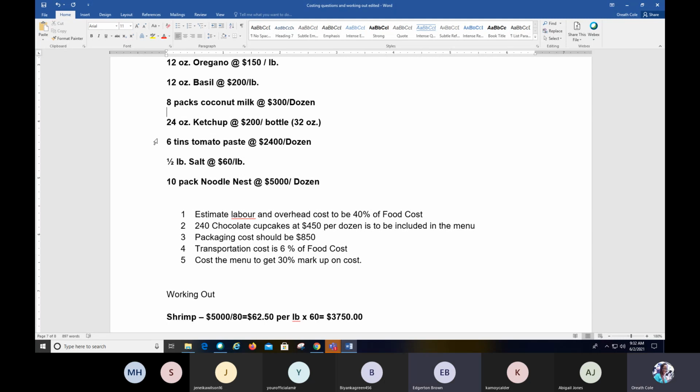We know it's $300 for the dozen, miss. So what do we need to find out first? How much for one pack. We know how much for a dozen already. A dozen is $300. Miss, we need to find out how much for one pack. Good. How are we going to find out how much for one?